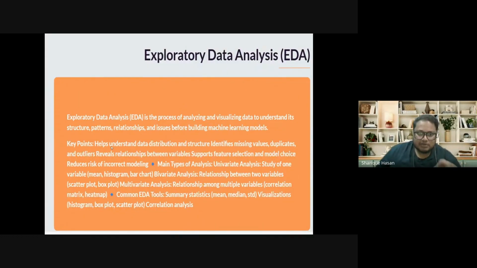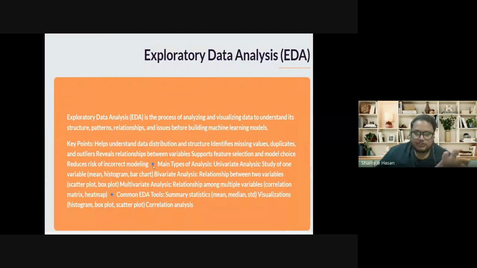The key points help understand the data distribution and structure, and refine the missing values or duplicates and outliers, and the relationships between variables. It supports feature selection and model choosing, and reduces incorrect modeling. The main types of analysis are: univariate analysis, the study of one variable, with mean and histogram.